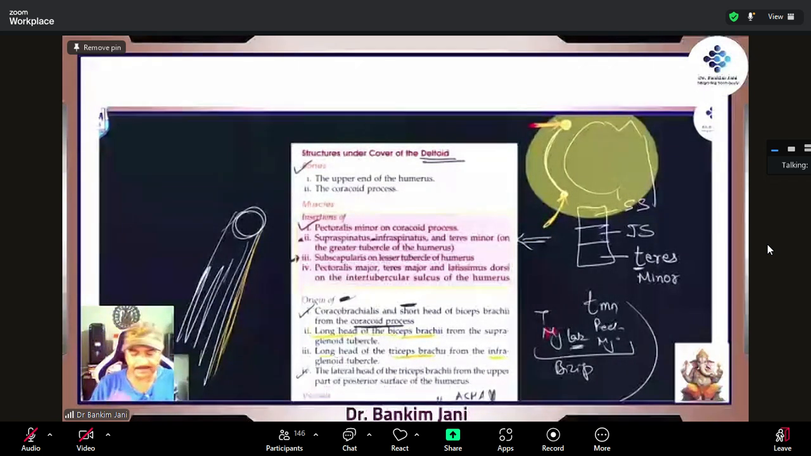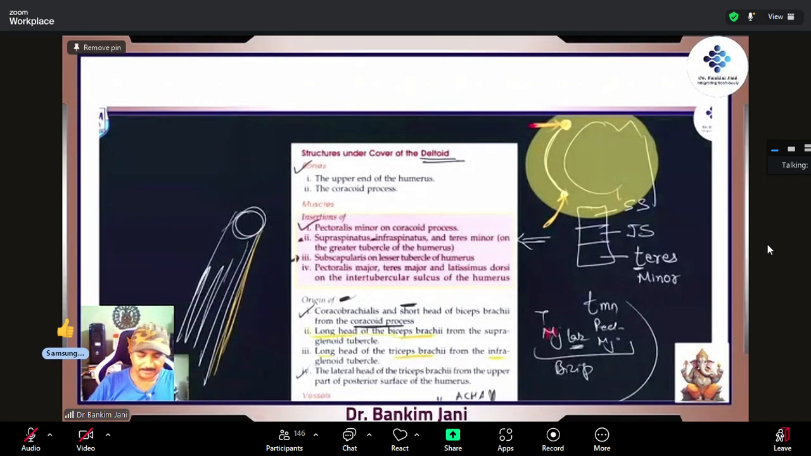So supraspinous, infraspinous, and teres minor, they are covered, right? Then subscapularis, which is going on the lesser tubercle. So the greater tubercle was covered, and the lesser? Lesser is also covered, so that is also under that cover. Pectoralis major is going on that. Pectoralis minor is going on the coracoid.